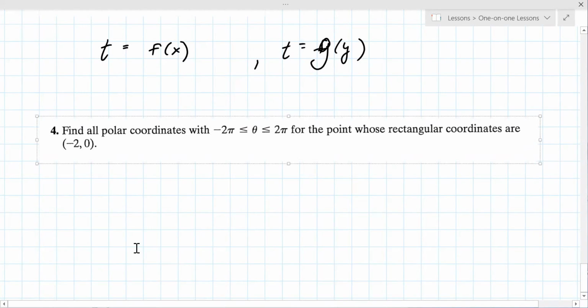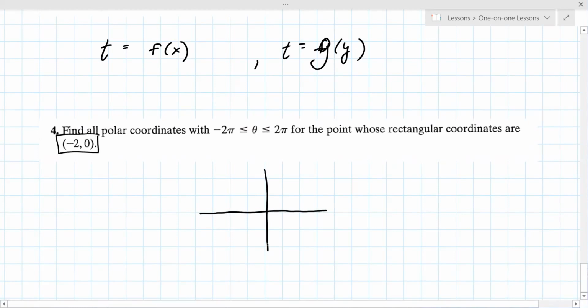So the rectangular coordinates are -2, 0. You have to figure out where that is, and it's right there. There are two ways you can get to this point. The first is you go left or right, then up or down. That's what rectangular is. You first go left 2, and then up or down 0. That's the essence of rectangular.